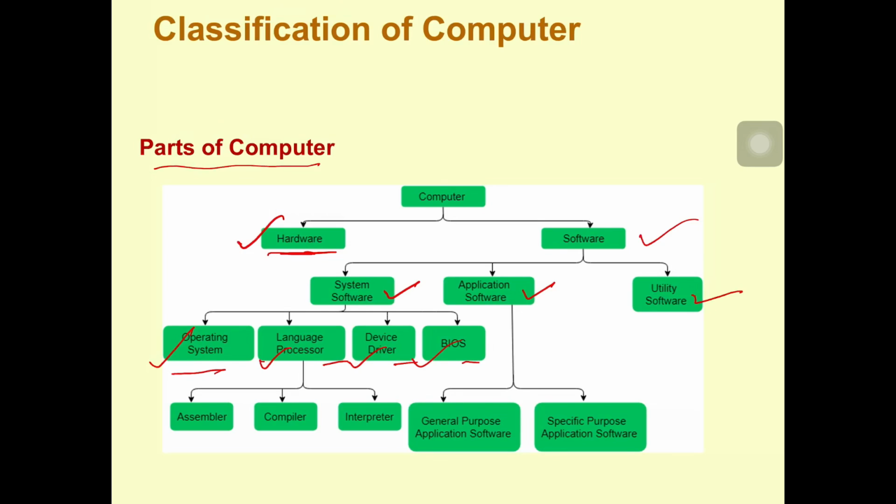I will tell you about the operating system and language processor after some time, but till now, I will tell you about the device driver and BIOS. Device drivers are those software which are necessary to install in our computer to run a particular device. Suppose we have taken a new printer and we want to run that printer through our computer, we have to install the device driver of that particular printer in our machine.